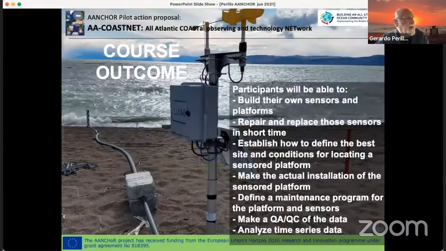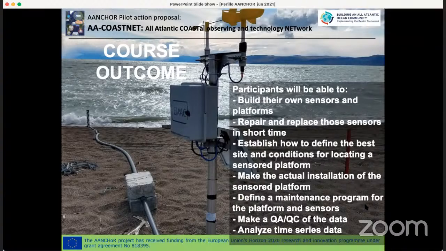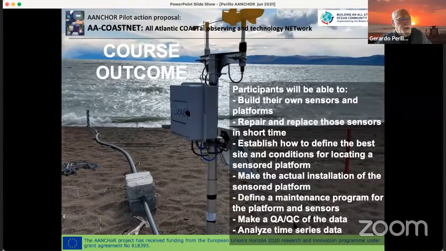And the outcome that we are looking for is that they will be able to build their own sensors and platform, repair and replace those sensors in short time, establish how to define the best site and condition for locating sensor platforms, make the actual installation of the sensor platform, define a maintenance program for the platform and sensors, and make the QA and QC of the data, as well as analyze the time series data.